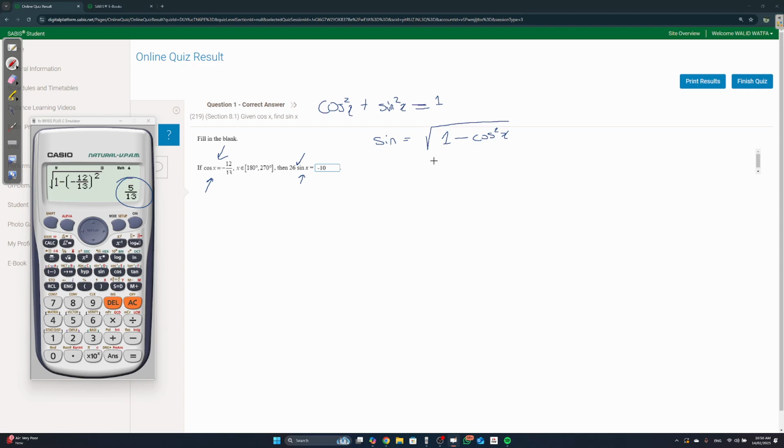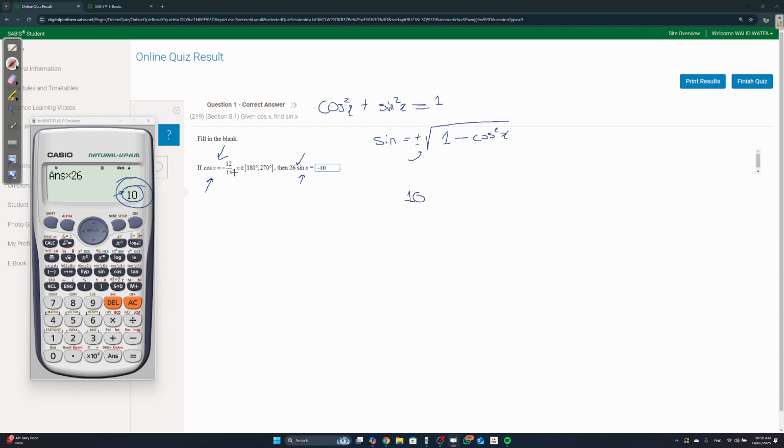Remember, this has two solutions, plus, minus, right? When you get this answer, please, in the exam, don't directly put 5 over 13. Actually we need to multiply by 26, right? When you multiply by 26, you should get 10. Don't directly put 10. Think a little, please think.